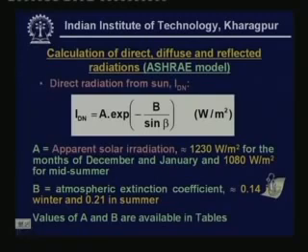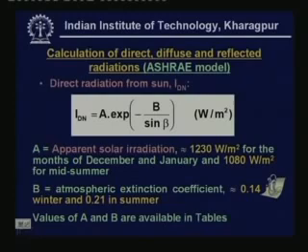That means basically in winter, A takes a value of 1230 watt per meter square, whereas during summer, say May, June, July, A takes a value of about 1080 watt per meter square. So if you want to do the solar radiation calculations for winter, you can take a value of 1230 for A, whereas for summer you can take a value of 1080.